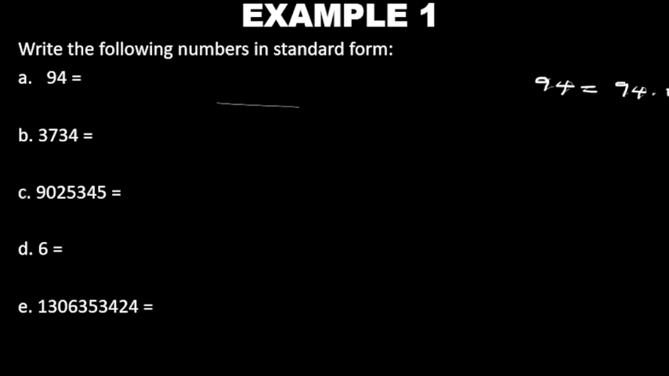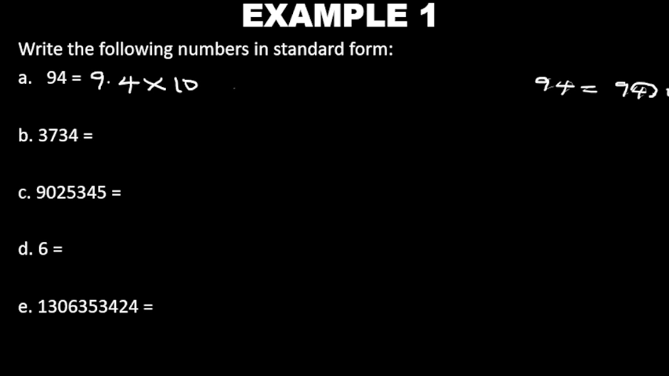So let's write that down. The value of A is 9.4. Then times 10. How many times do we shift the point to the left to get 9.4? We only shifted the point once. So to get 9.4, we shifted the point once. So that will be 10 raised to the power of 1. So that will be 9.4 times 10. So we have expressed 94 in standard form, which gives us 9.4 times 10.